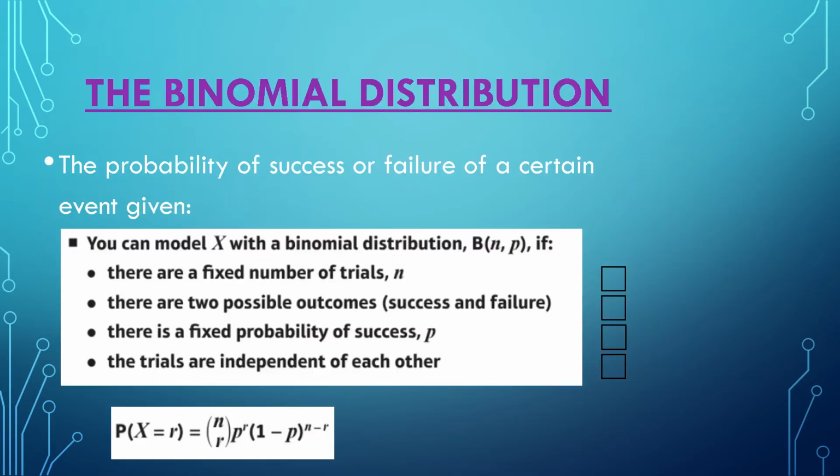Well, to answer this, we can use the infamous binomial distribution. This tells you the probability of success or failure at a certain given event, where in this scenario it will be whether I succeed or fail at guessing their birthdays correctly.